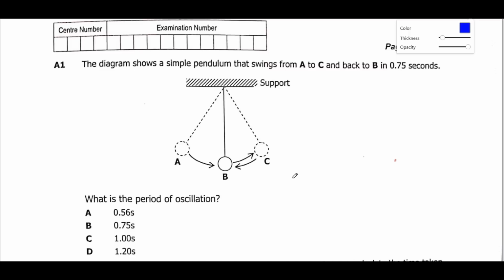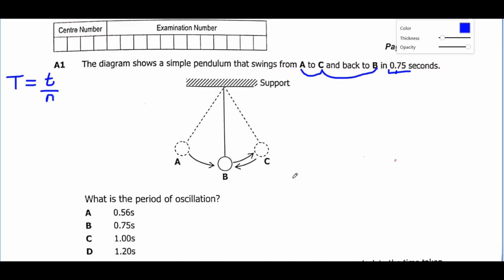The diagram shows a simple pendulum that swings from A to C and back to B in 0.75 seconds. So this question is, what is the period of oscillation? Period is denoted by capital letter T, given by small letter t over n. Small letter t is the time given, but we need to find the number of oscillations. What is the number of oscillations from A to C back to B?